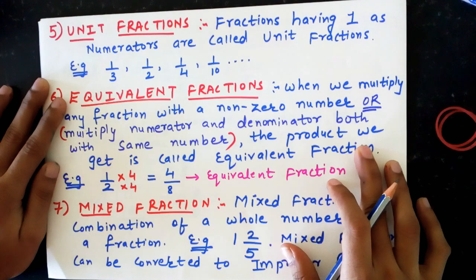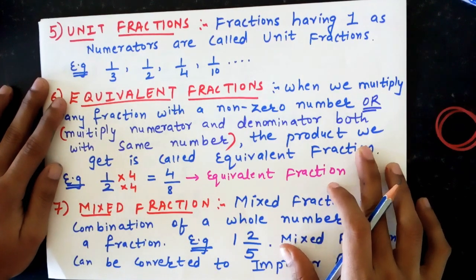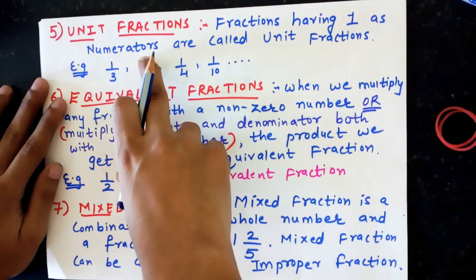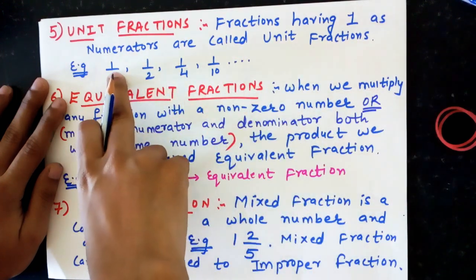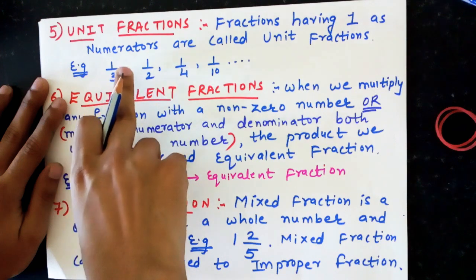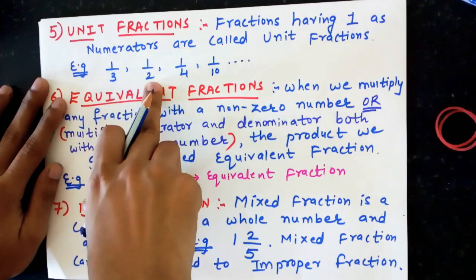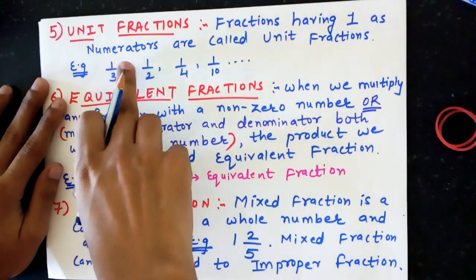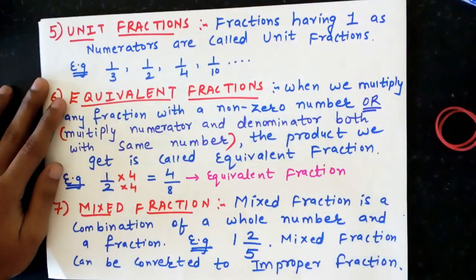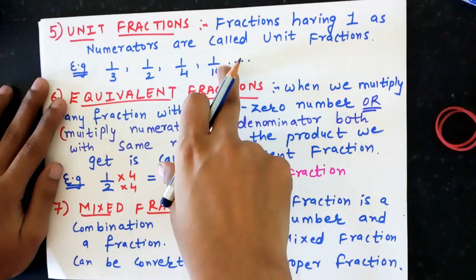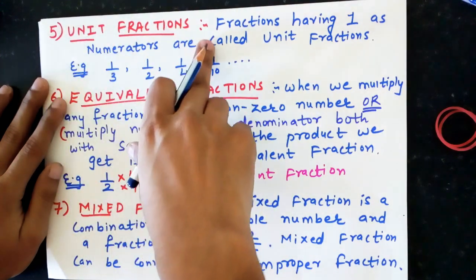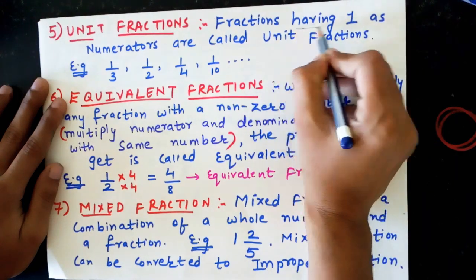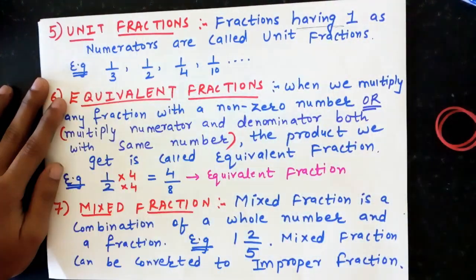Now the next type of fraction is unit fractions. Fractions having 1 as the numerator. There should be 1 in the numerator. As you can see in the example, 1 upon 3, 1 upon 2, 1 upon 4 and 1 upon 10 and so on. So the numerators should be 1. If all the numerators are 1, then such fractions are called unit fractions.